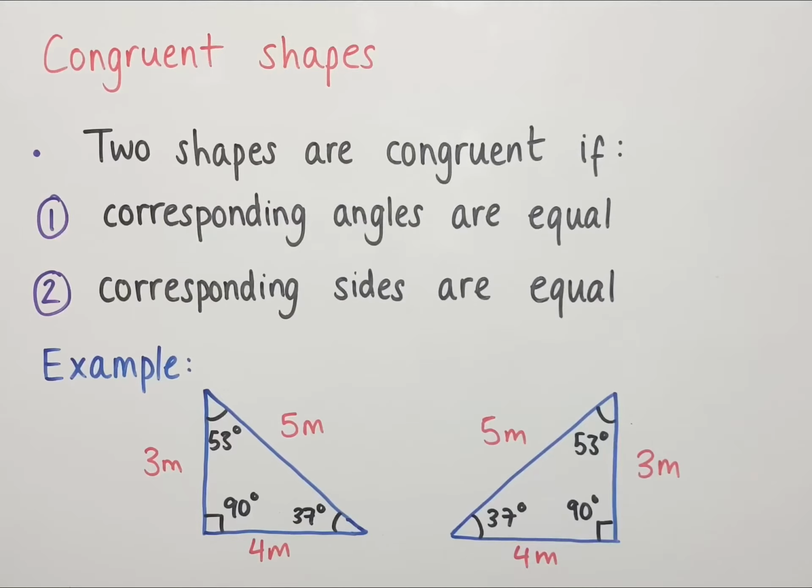We can also see that each corresponding angle is equal. We've got a 90-degree angle here and a 90-degree angle here. They're both equal in value and they're corresponding. We can also see that the corresponding angles at the top are both 53 degrees, and the corresponding angles at the bottom, 37 degrees here, is the same as 37 degrees here. Therefore, since all of the corresponding sides are equal and all of the corresponding angles are equal, the two shapes must be congruent. Think of this as two shapes that have the same size and the same shape.